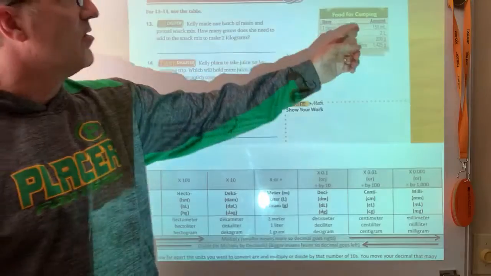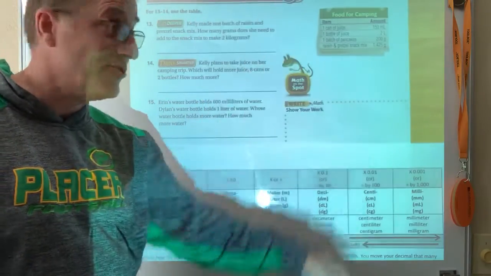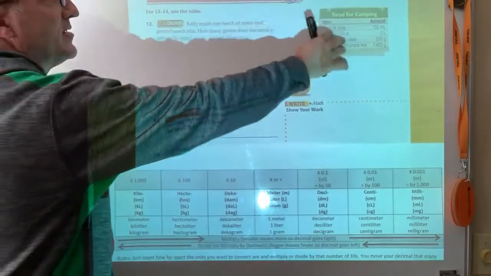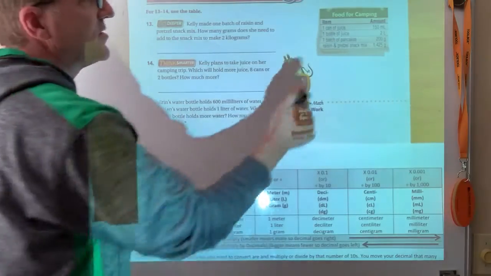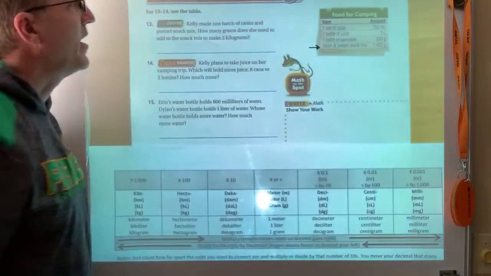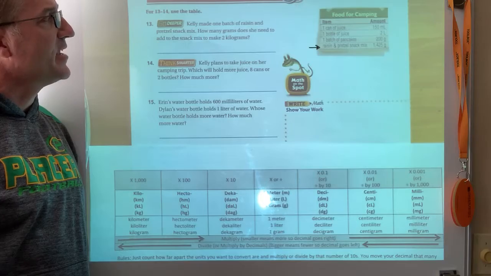So we've got this little table over here, food for camping. How many of us want to go camping right now? I do. So we're going to use this table to help us solve this. Kelly made one batch of raisin and pretzel snack mix, which is right here. Okay. How many grams does she need to add to the snack mix to make it 2 kilograms?